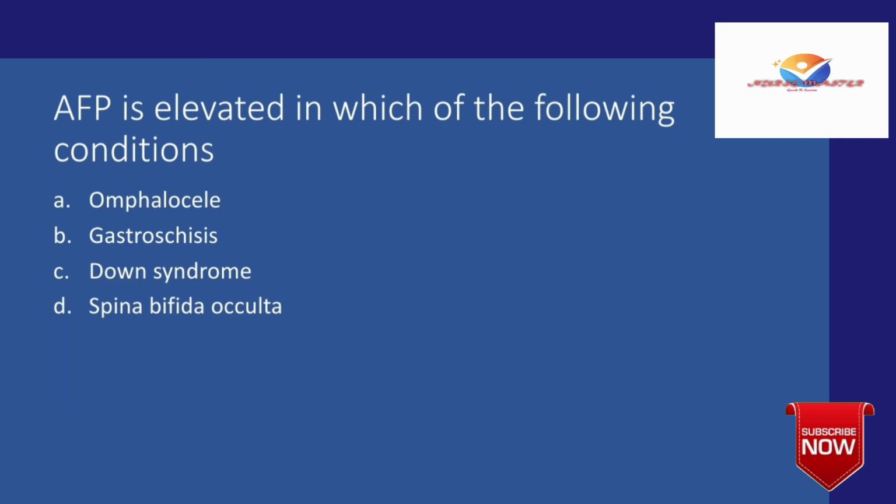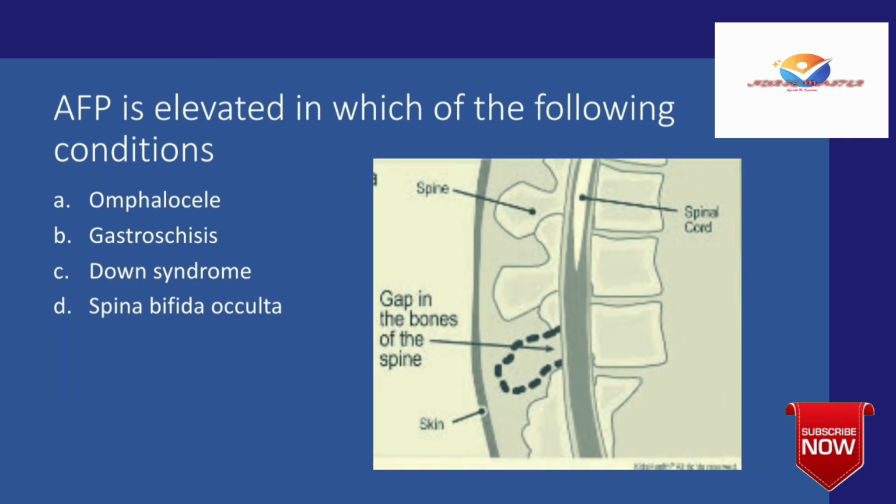Spina bifida occulta is the mildest type of spina bifida. It is a small gap in the spine but no opening or sac on the back. The spinal cord and nerves are normal. Spina bifida occulta is also called hidden spina bifida.